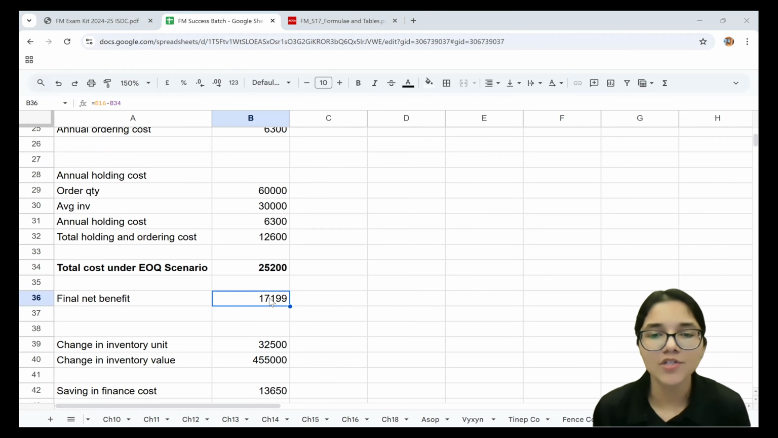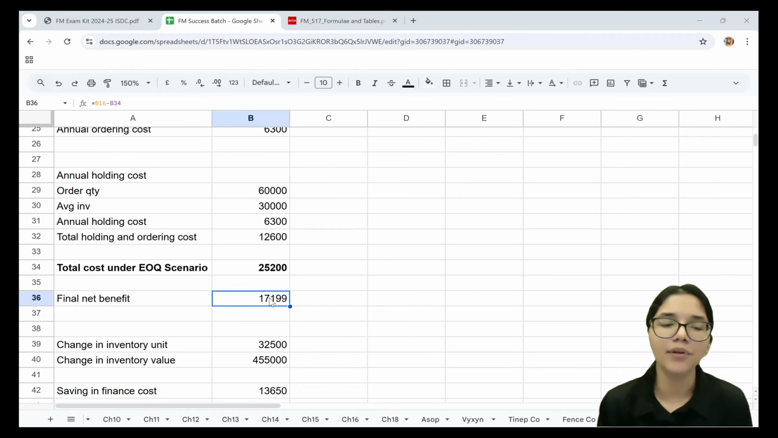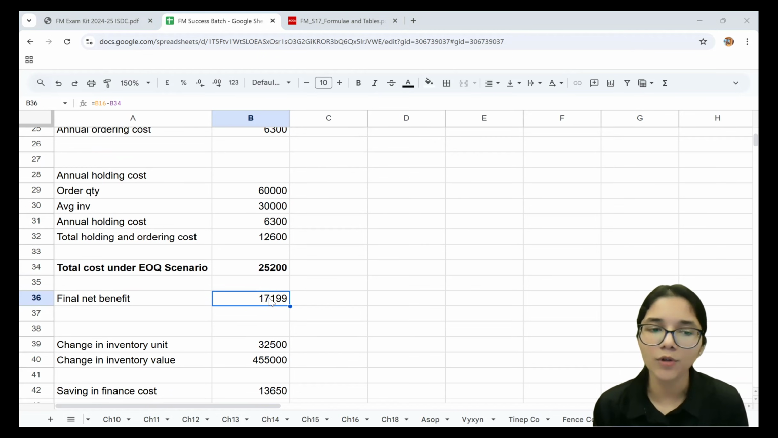$17,199. So what would be your suggestion, guys? Should Dusty Company go ahead with their current system only, or should they go ahead with the EOQ model? What will be better? Usage of EOQ will be better for the company. And what reason will you give them for the same? How will you justify this?